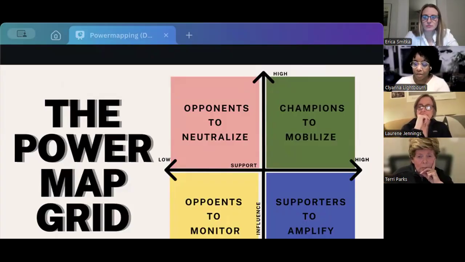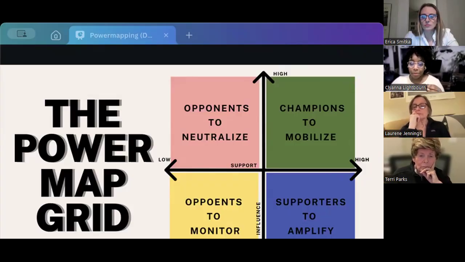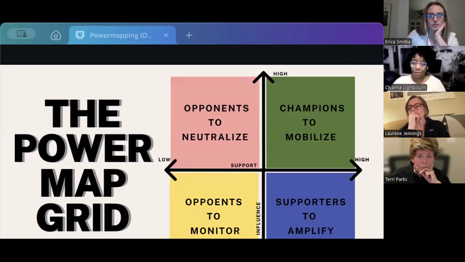And then I've separated the grids to show what power lies in these certain regions. Plotting people on this grid tells us where we can focus. If you look at the top right, those are the champions that we have to mobilize. Those are the folks that we have to make sure are talking about the bill, celebrating the bill, mentioning the bill every moment they have. And those will be our coalition members and the like.